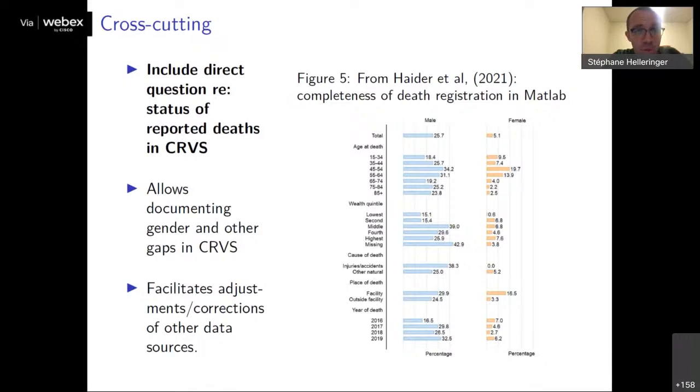Such data have been collected in previous studies. Here's a study in Matlab, in Bangladesh, that collected this, and you see that it helps pinpoint, for example, big gender gaps in registration of deaths in the area. Next slide.